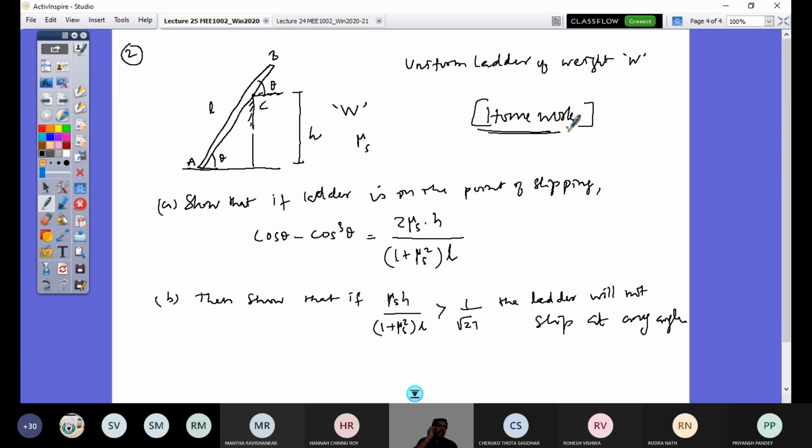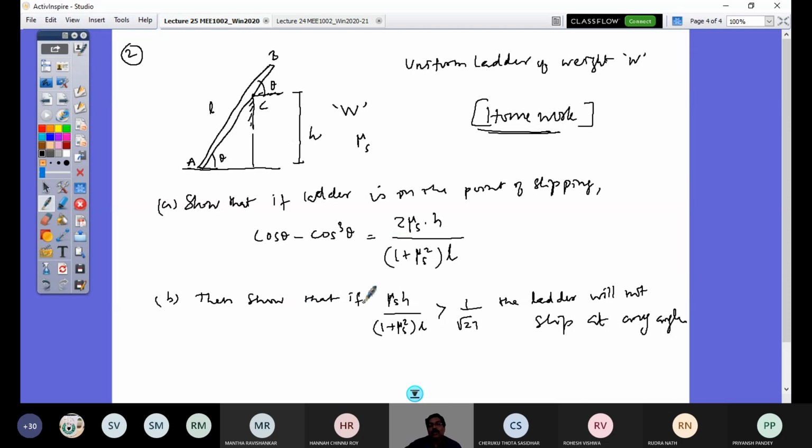So a uniform ladder of length L, which weighs W, leans at an angle theta to the horizontal and leans against a vertical support of height h. The coefficient of static friction is mu s at all contact surfaces. If that is so, show the condition when the ladder is on the point of slipping. If it is at the point of slipping, what do you have to do? At point C as well as point A, you should consider the maximum static friction value, like in the previous problem. Then you would be able to deduce this expression.